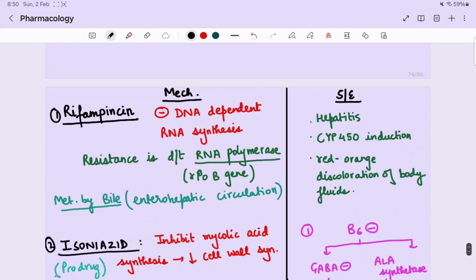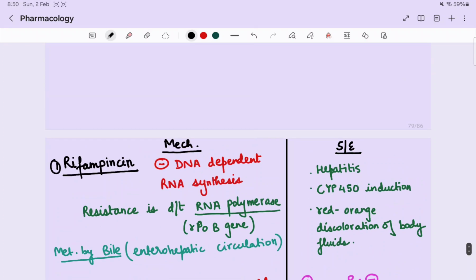Let's start. So first we have to know the first line drugs of TB. First is rifampicin. What is the mechanism of action? It inhibits the DNA dependent RNA synthesis. And the resistance to this drug can be due to a defect in the RNA polymerase enzyme. It is metabolized by bile, so it has some enterohepatic circulation. What are the side effects? Hepatitis, it is a CYP450 enzyme inducer, and very important, you all know this red and orange discoloration of body fluids, the urine will become orange in this case. So it is an inducer.